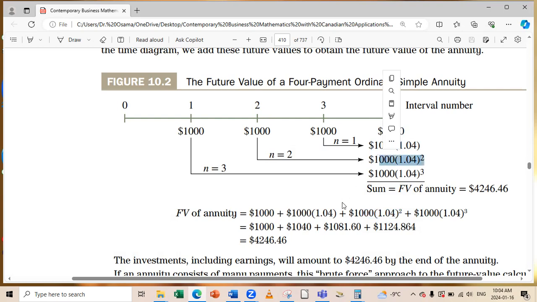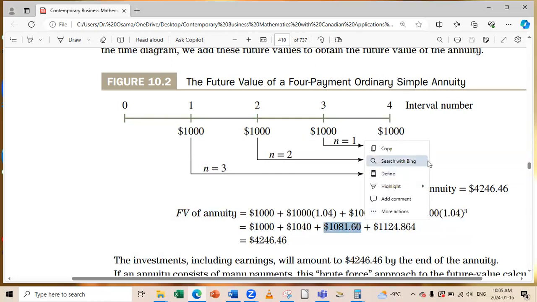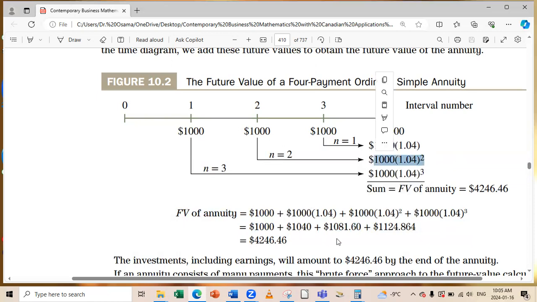And this is 1,000 multiplied by 1.04 power 2. Then 1,000 multiplied by 1.04 power 3. So the future value for the annuity will equal 1,000 plus 1,040, which is this one, plus 1,081.60, which is this one, then 1,124.864, which is this amount. We add them up together, it will give me 4,246.42.